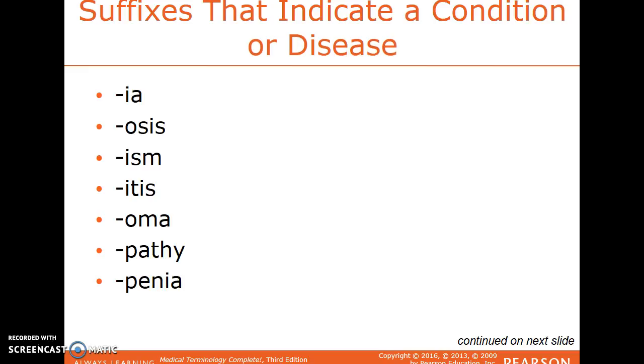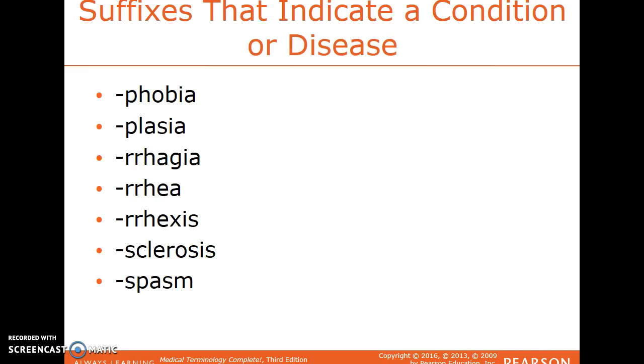Penia means deficiency, so deficient or abnormal reduction in the number of. So in the term leukopenia, leuko meaning white, leukopenia means a deficiency of white blood cells. More words. Phobia. The word phobia is fear. So you can be agoraphobic or hydrophobic or claustrophobic. In this case, agoraphobic means fear of the outside.